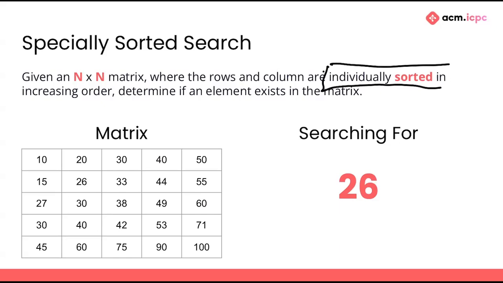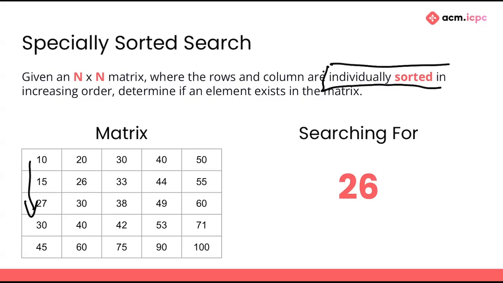Exactly. So we have the fact that it's individually sorted, which means that our rows are sorted in increasing order. For example, our first row is 10, 20, 30, 40, 50. Our second row is 15, 26, 33, 44, 55. All of those are sorted in ascending order. And the same can also be said about our columns.